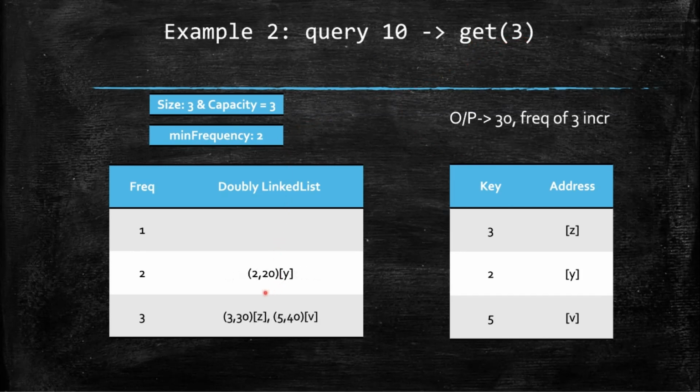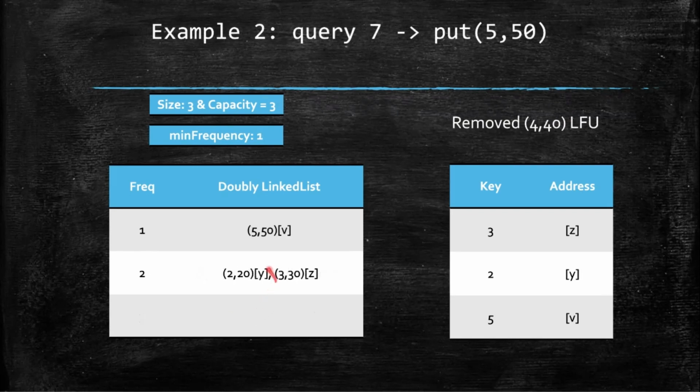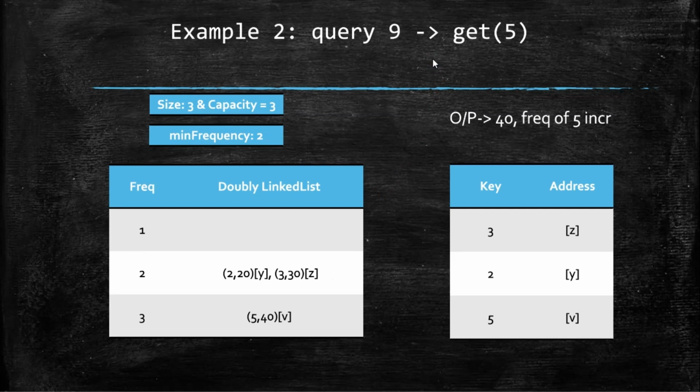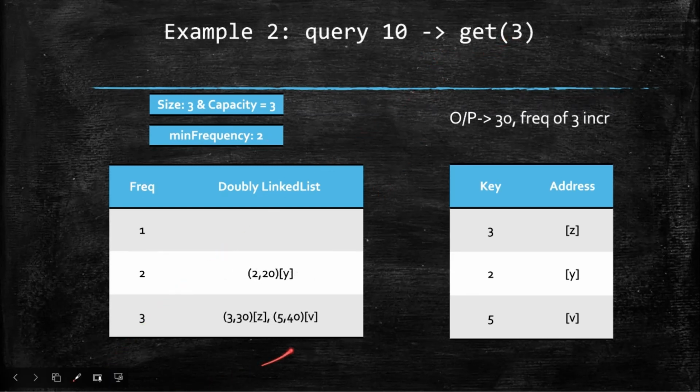And the next query is get 3. For getting 3, one important thing that I have missed is that 5 comma 50 was inserted in my map. So now when I call put 5 comma 40, the least frequency is 2 here. So my minimum frequency will also increase here, right? As you can see, the least frequently used is 2 here, but as 1 is empty, therefore the least frequency is 2 here, right? And the query number 10 that I have is get 3. So I will return 30 and increase the frequency of 3.